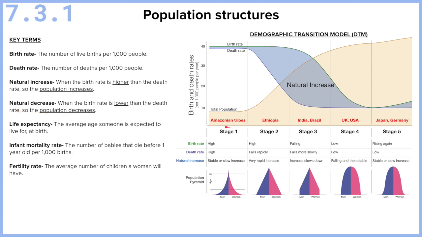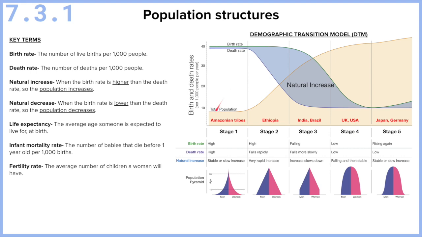You'll also notice that we've got this graph split up into something called stages, so stage 1 through to stage 5. These represent how developed a country or a region is. So stage 1 means that both the birth rate and the death rate are really high. So people are having lots of babies, but also lots of people are dying very often.